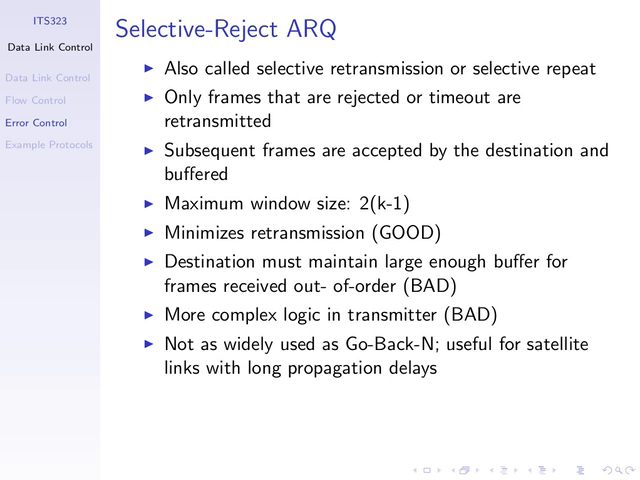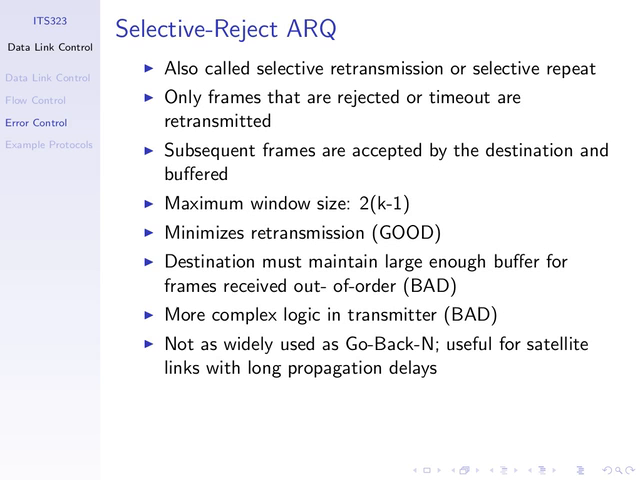The good thing about selective reject compared to go back N is that it minimises retransmissions. We don't have to retransmit all frames, only that one frame. The bad thing about selective reject is that it must maintain a buffer, and it must be large enough to contain frames which may be received out of order. In this previous example, it had to store frames 5 and 6 in some memory. That increases the memory requirements, and it's more complex to implement. That is, the code to implement this is more complex than go back N.